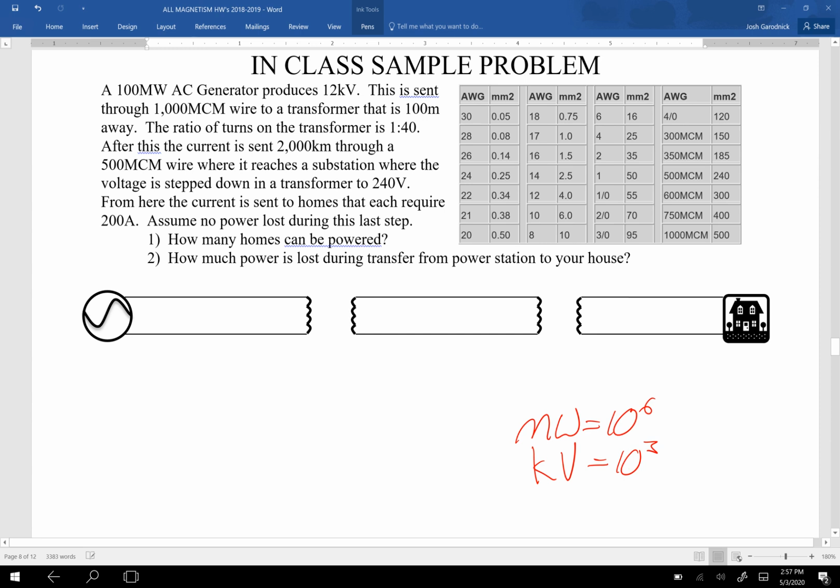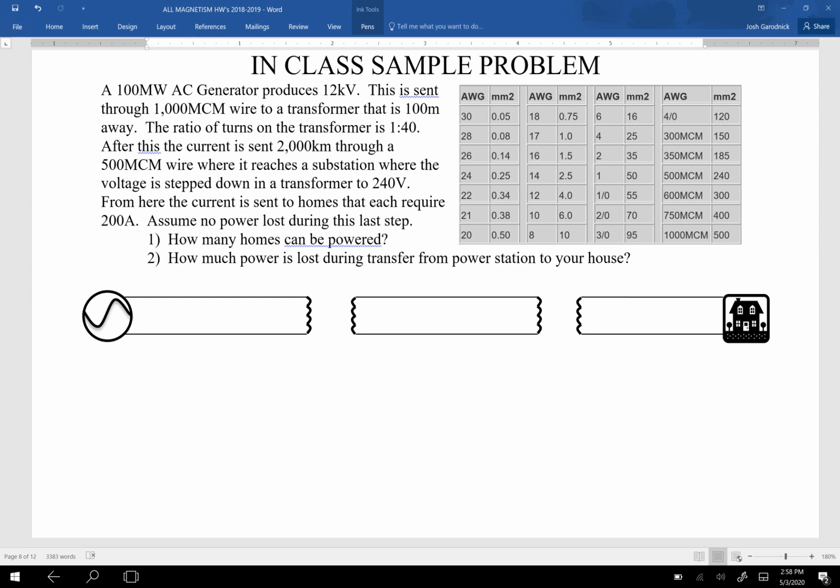So don't write this on the in-class example. Put it off somewhere onto the side. But you're going to need to know that because, well, you need to know that. So I'm going to erase it. Here we go. You just got to remember that mega means 10 to the 6th. Kilo means 10 to the 3rd. Let's read this. This says that there's a 100 megawatt AC generator producing 12 kilovolts of voltage.